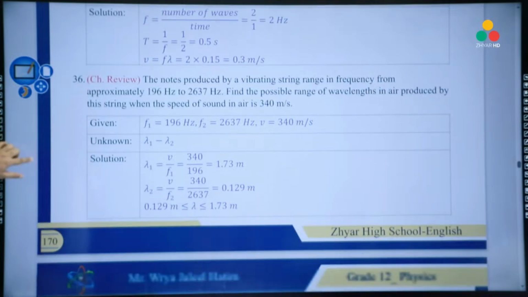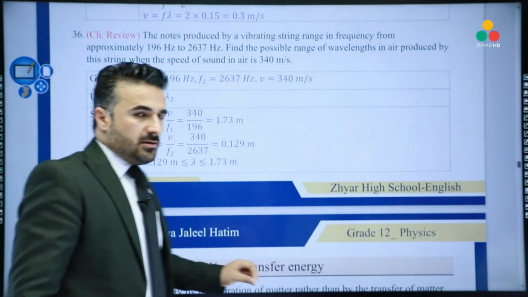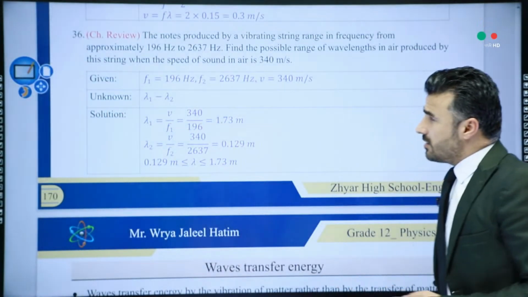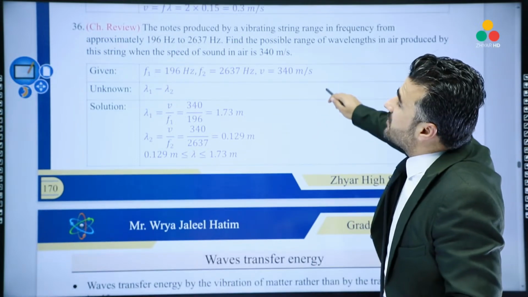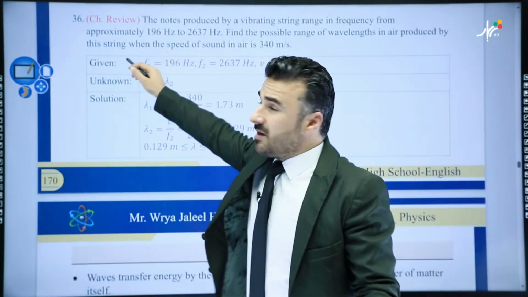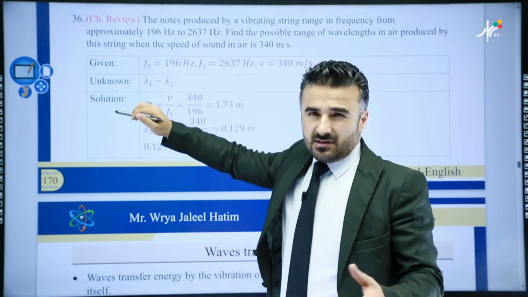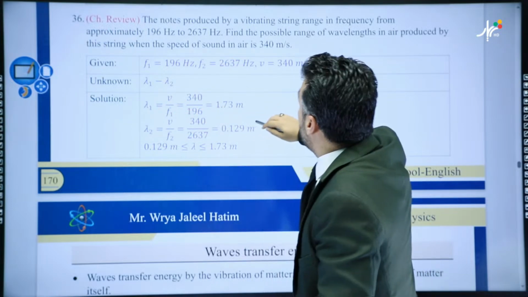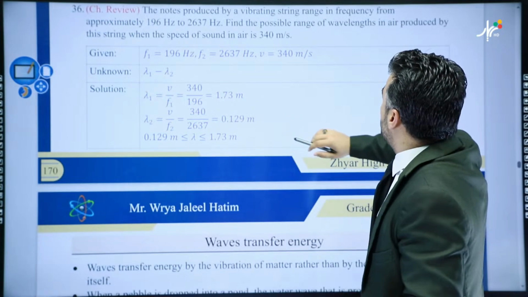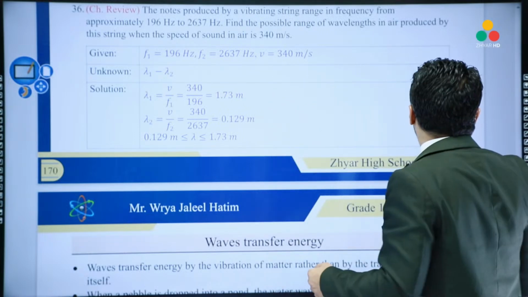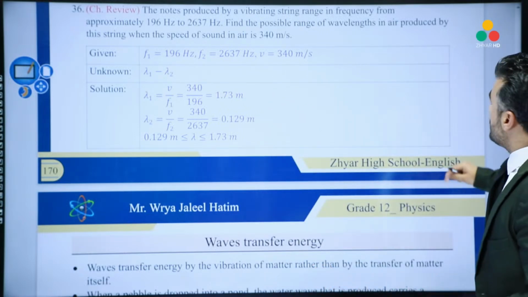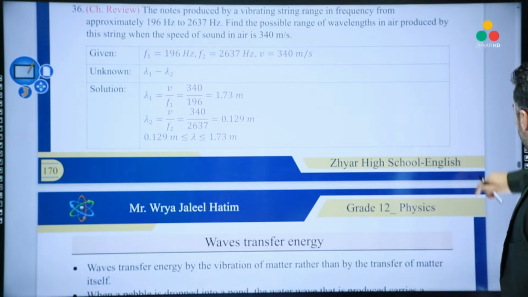Now, moving on, we have question 36. The notes produced by a vibrating zither range in frequencies from approximately 196 hertz to 2637 hertz. Find the possible range of wavelength in the air produced by the string when the speed of sound in the air is 340. Okay, let's do this one too.